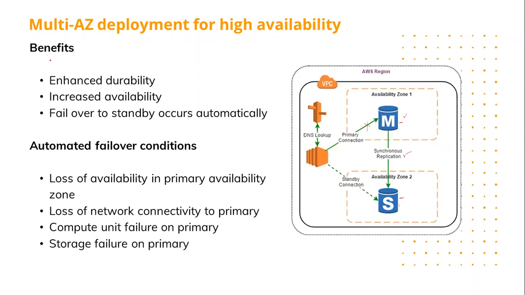Okay. And what are the benefits we have? Enhanced durability, increased availability, failover to standby occurs automatically. Very important. You don't see any difference at the end for the end users. Automated failover conditions: whenever there is a loss of availability in the primary availability zone, if this availability zone goes down, loss of network connectivity to primary, compute unit failure on primary, or storage failure on primary, for whatever reason, when it fails, you still have the second one. It's up and running.